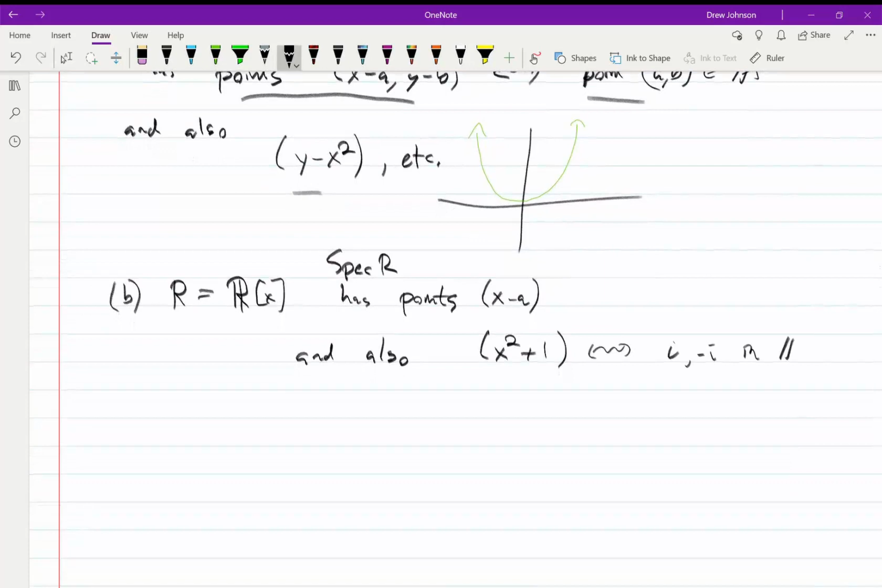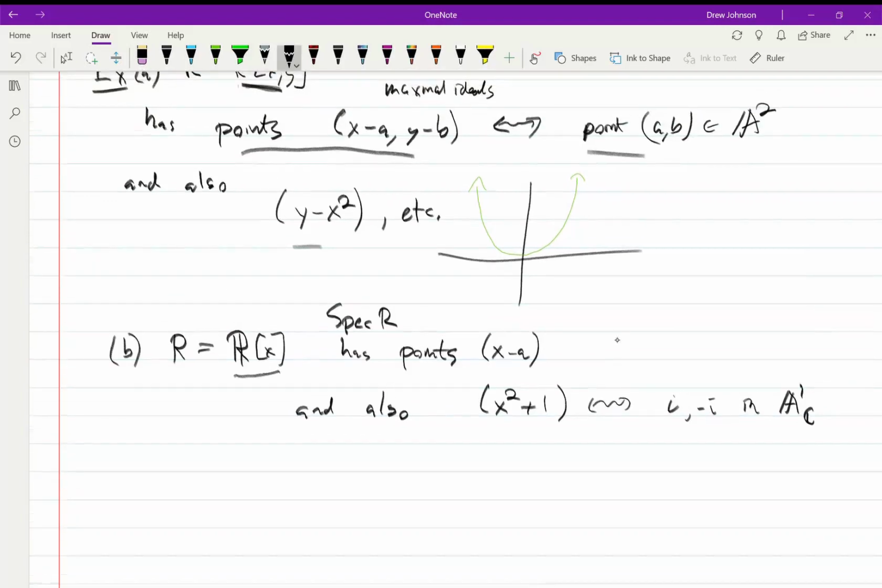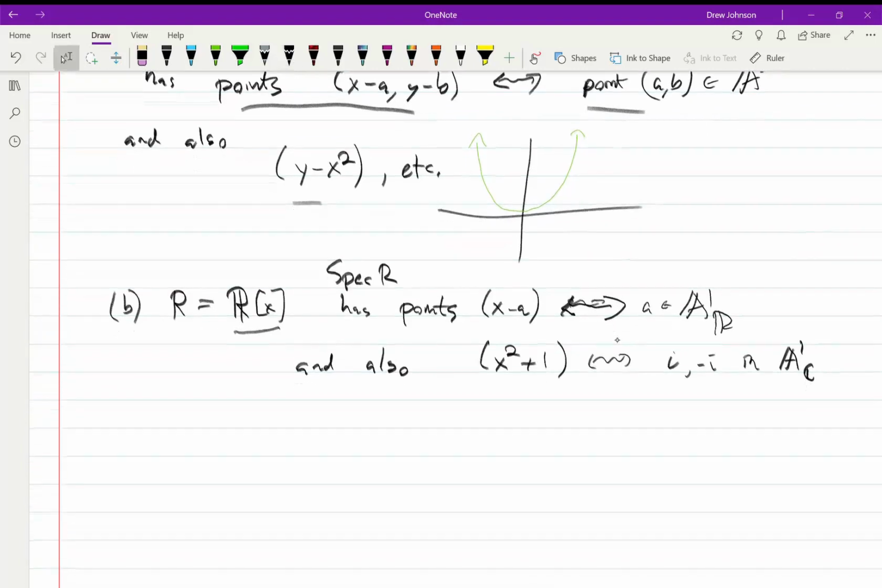in A1 over C. All right, so somehow the spectrum of R[x] contains not only the normal points you'd expect, so this corresponds to the point a in A1 over R. So it has these points, but it also has extra points corresponding to the algebraic closure, but they're kind of grouped together. So i and minus i are indistinguishable in A1 over R, but there are still points sort of representing them. Okay.